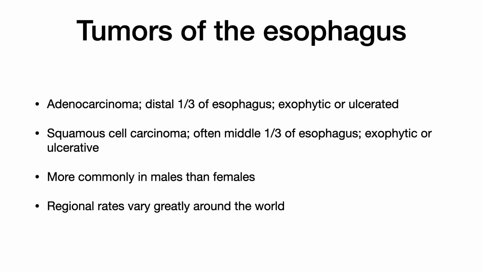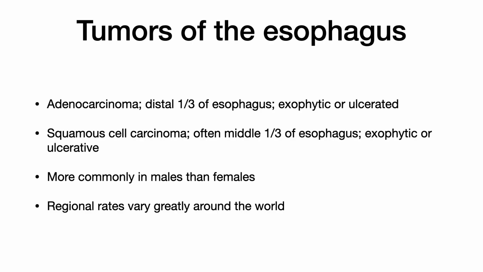So we'll move on to esophageal neoplasms. So the two main types are going to be adenocarcinoma and squamous cell. Adenocarcinoma, as we just talked about, is associated with Barrett's esophagus. So it's going to be in the distal third of the esophagus. Squamous cell carcinoma is often the middle third of the esophagus. Both of them can be exophytic, ulcerated.